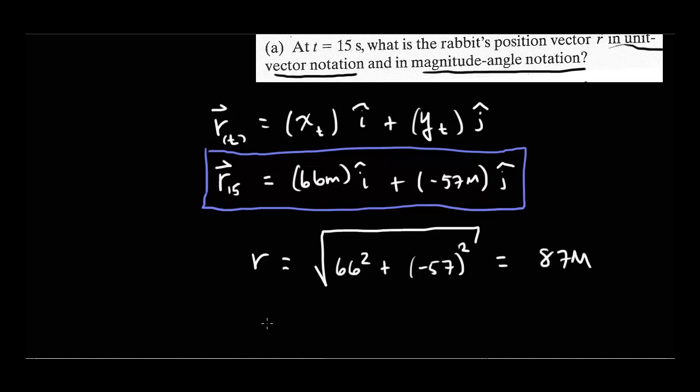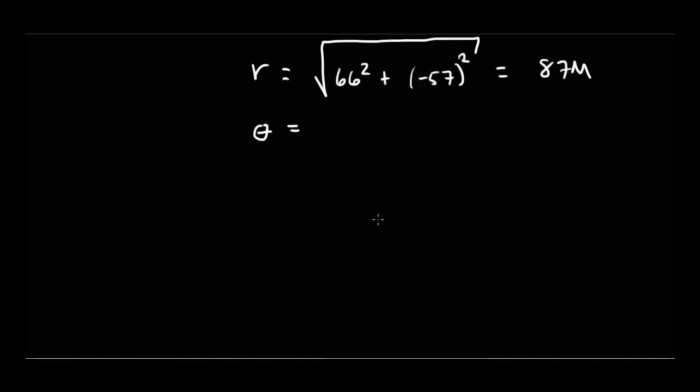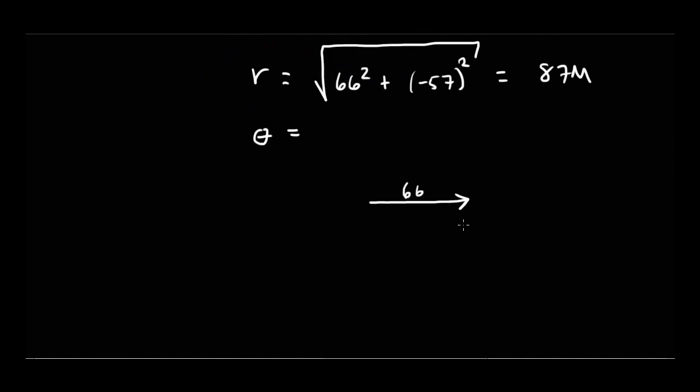And what's the angle of this thing going to be? That's a little interesting. Well, if I were to draw these vectors out, I would say 66 meters in the positive x direction. So that's 66. And then negative 57 meters in the y direction. So that's negative 57, like this. And so my resultant here is going to look like this. It's going to be in that direction.